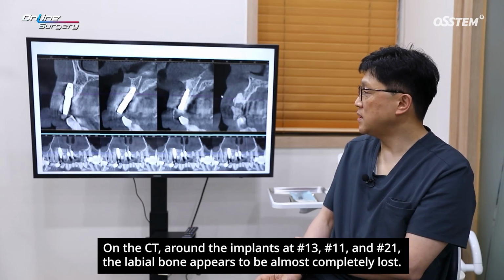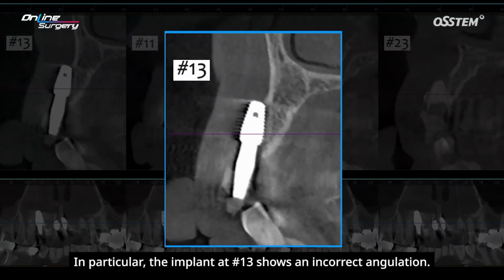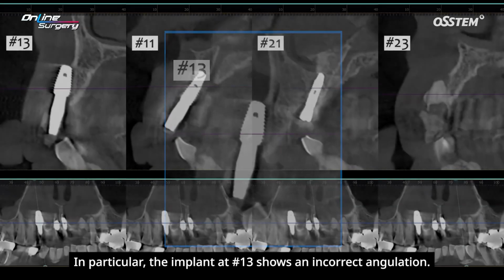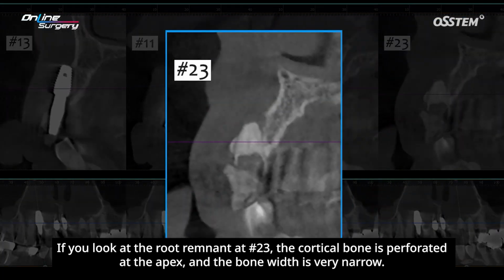On the CT, around the implants at number 13, 11, and 21, the labial bone appears to be almost completely lost. In particular, the implant at number 13 shows an incorrect angulation. If you look at the root remnant at number 23, the cortical bone is perforated at the apex, and the bone width is very narrow.